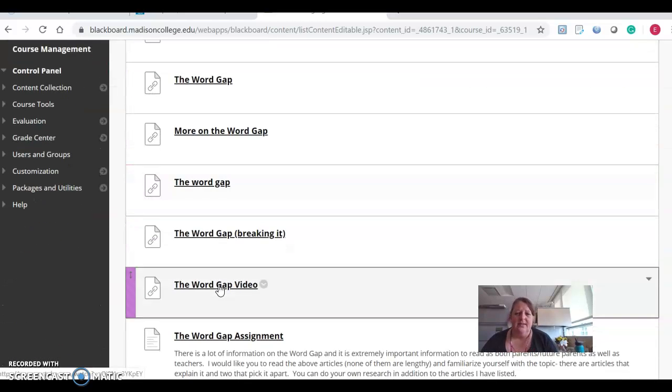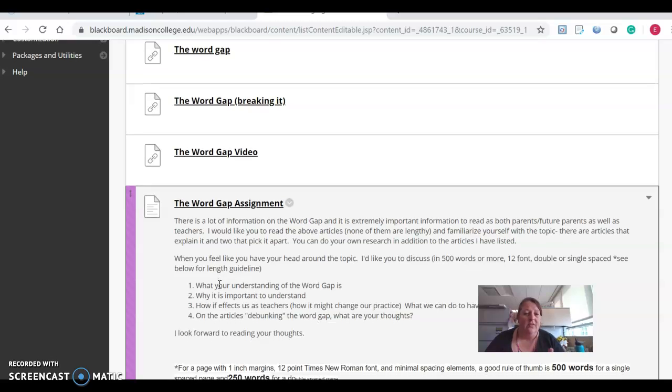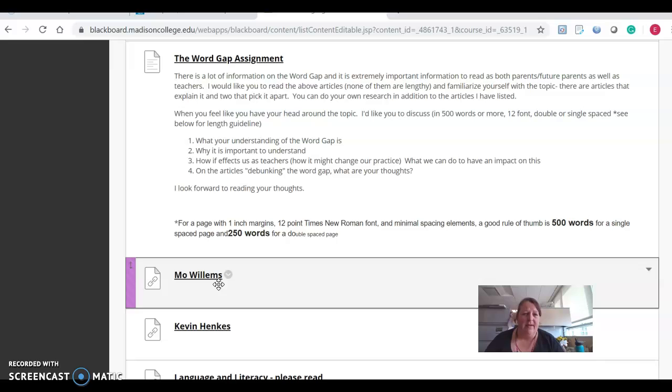It's interesting because for a while people really stood by the word gap, and then there's something that says that breaking the word gap, and that maybe actually we weren't choosing things right. So some of it is your understanding and then what your opinion is on it. That paper needs to be 500 words, or if it's double spaced or something. A rule of thumb is if there's 500 words, single space, or if you single space one page, it's 500 words, and if you double space it, it'd be about 250 words if you're using a 12-point Times New Roman font.